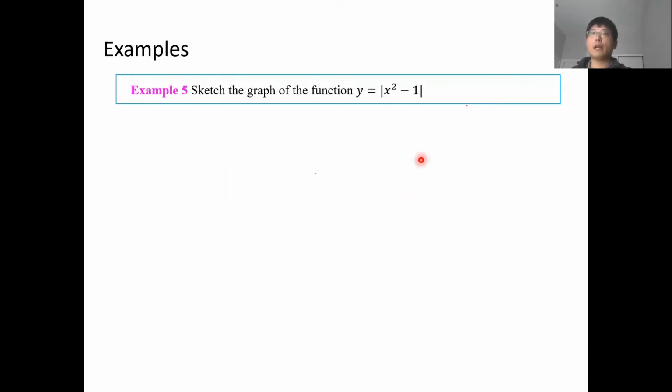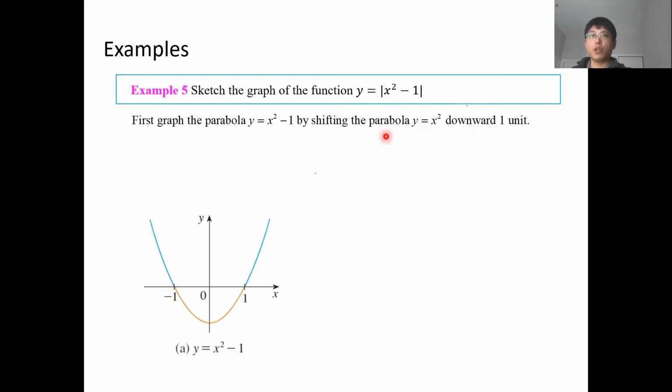Now let's look at a more complicated example. We wish to sketch the graph of the function y equals the absolute value of x squared minus 1. Before handling this complicated situation, let's first graph the parabola y equals x squared minus 1. This is pretty easy. All you need to do is shift the parabola y equals x squared downward by 1 unit. So this is what you will get.